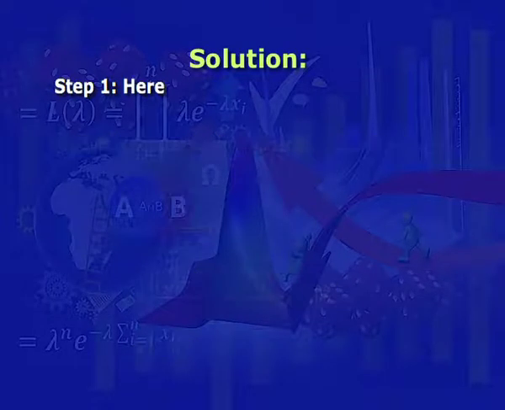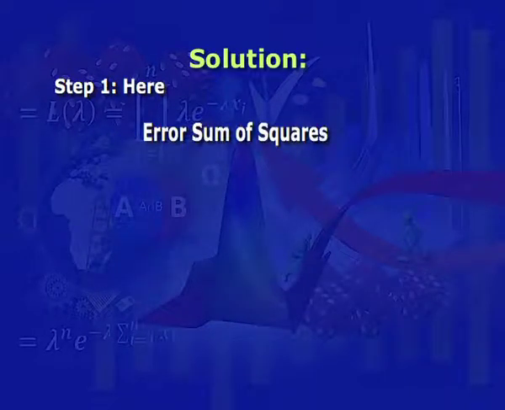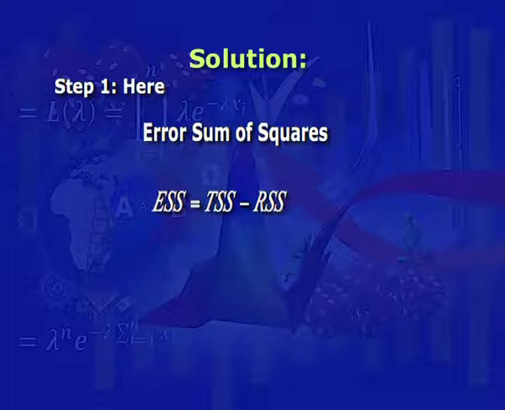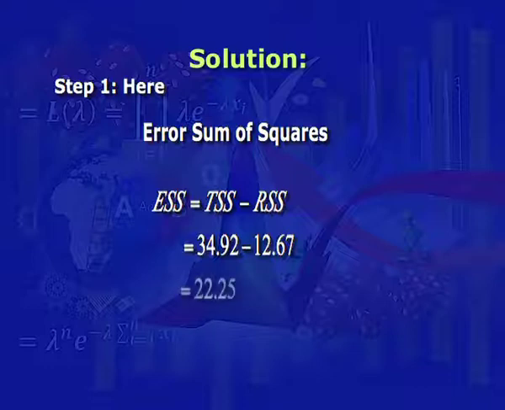12.67. Now lastly we calculate the error sum of squares. So error sum of square equals total sum of square minus row sum of square. Substituting both the values, 34.92 minus 12.67, which becomes 22.25.